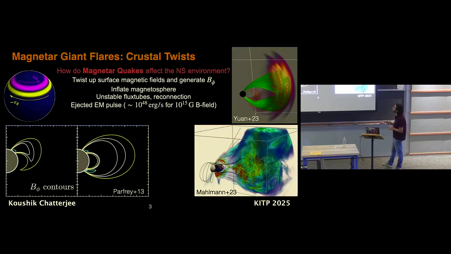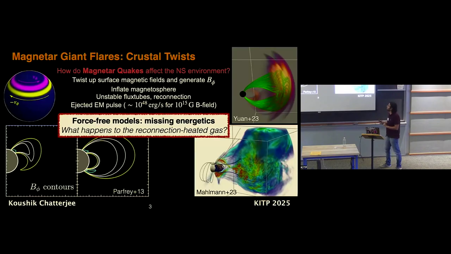However, these simulations miss a crucial element. These are all force-free models, which means they neglect the effect of the plasma. What these models successfully account for are the electromagnetic energies released from the system, but not what happens to the reconnection-heated gas, especially the gas that's either going out or coming back in. So that's what I'll be dealing with, using magnetohydrodynamics instead of force-free modeling.